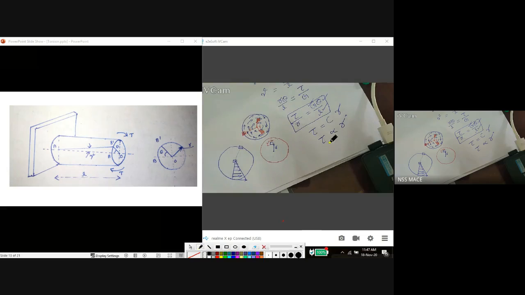So at the center it is 0, at the surface it is maximum. From the center to the surface it is varying in a linear direction.